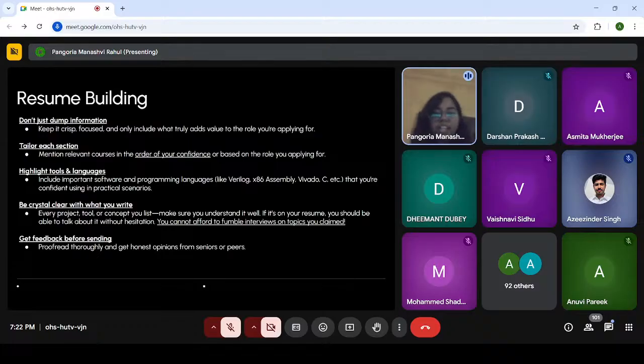If in a project there was some minute thing that you did, make sure you know why it was done, why you took that kind of method for it, or anything. So just be sure. Lastly, get feedback before sending.